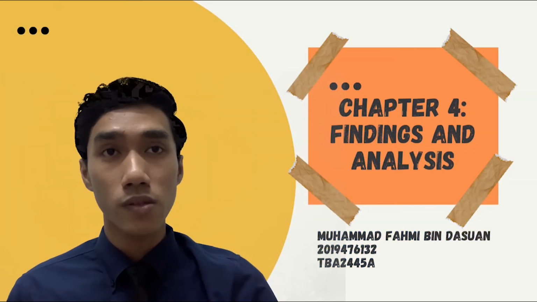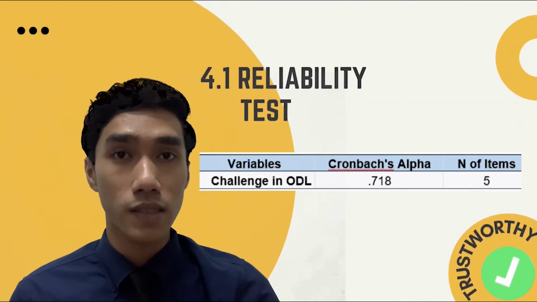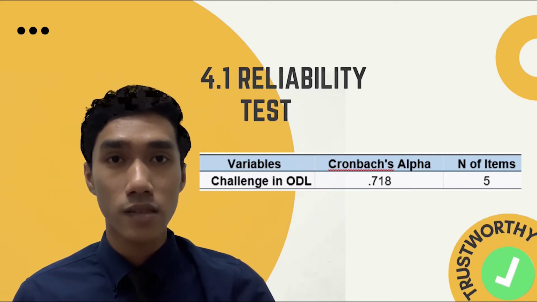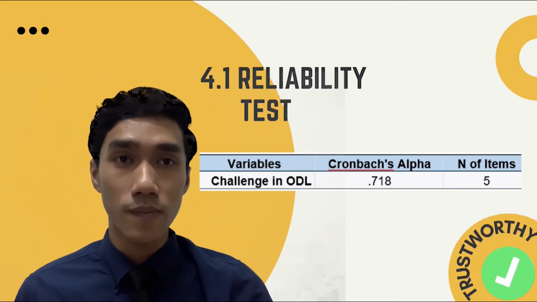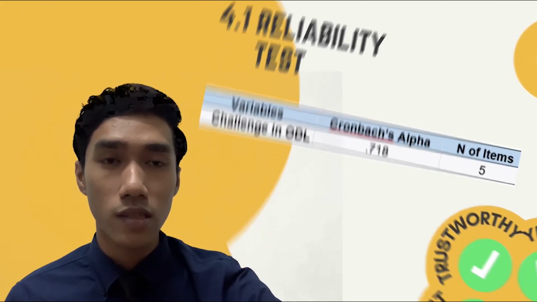Assalamualaikum. So now I will continue with chapter 4, findings and analysis. First we go to the reliability test. From this table, the Cronbach's alpha for the variable is 0.718, which indicates that it has a significant level of internal consistency. So the items that we use to measure the variable are trustworthy.